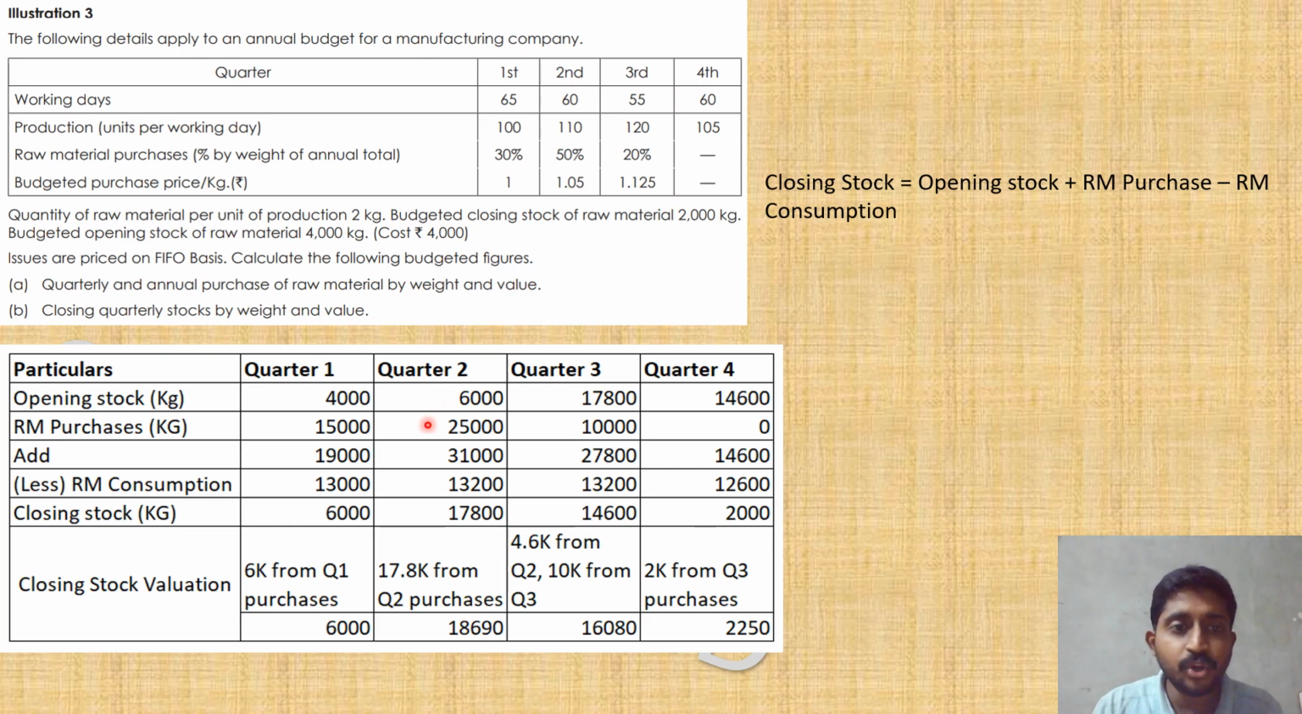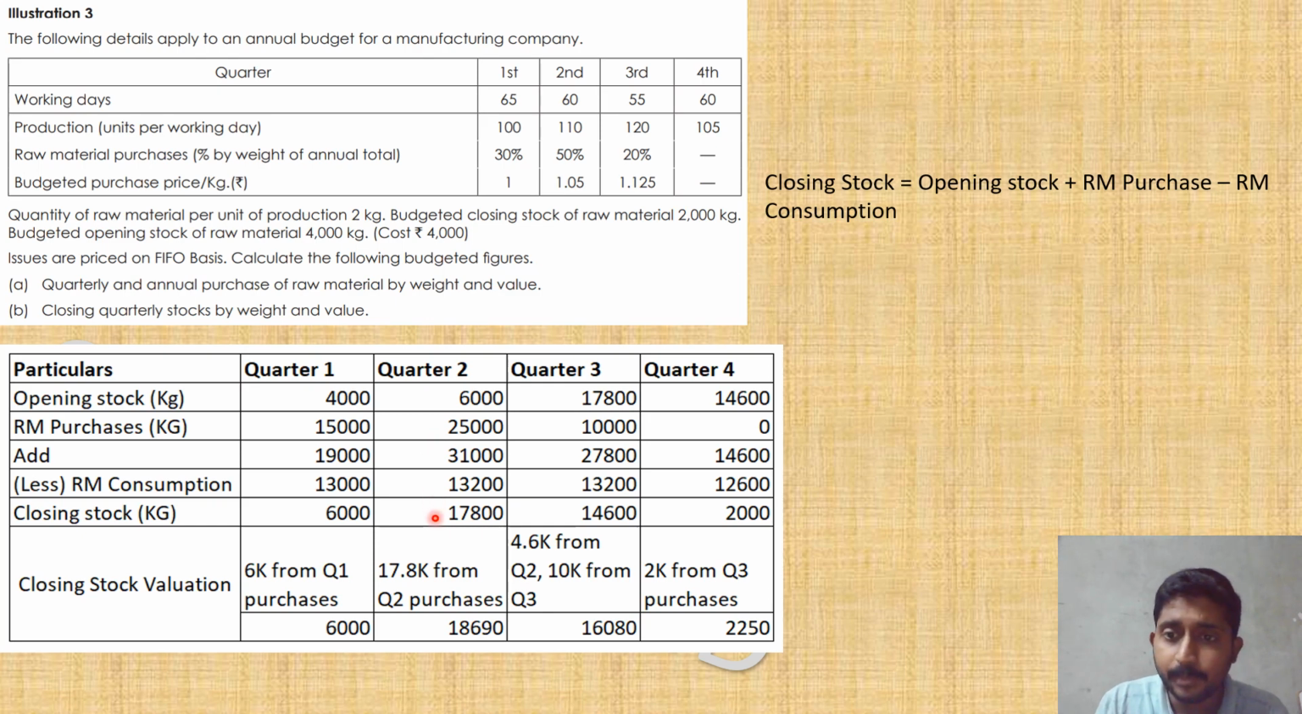And we know what the purchases are. So adding the purchases and reducing the consumption, you will land up at the closing stock. Now we have the important part here. If you can see, opening stock is 6,000, purchases is 25,000. If you total it, it is 31,000. So 31,000 stock we have and consumption is only 13,200.